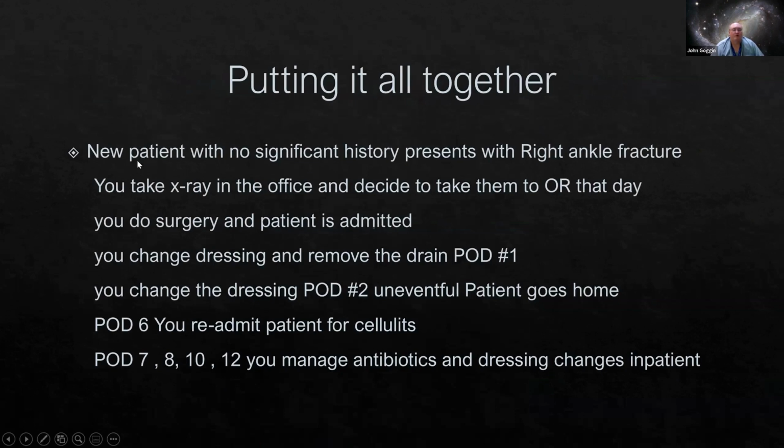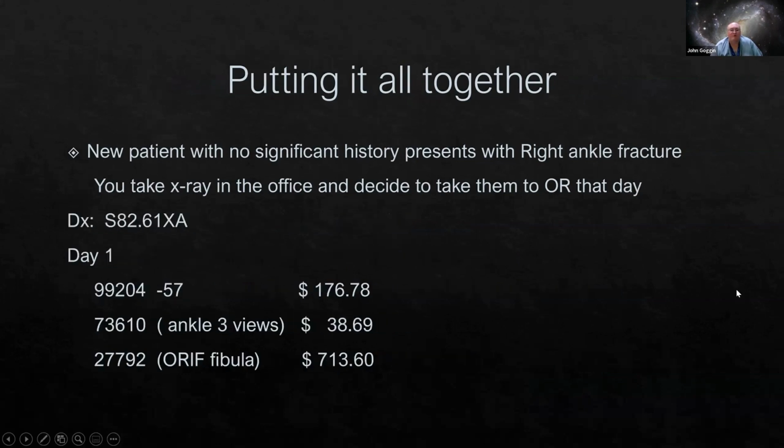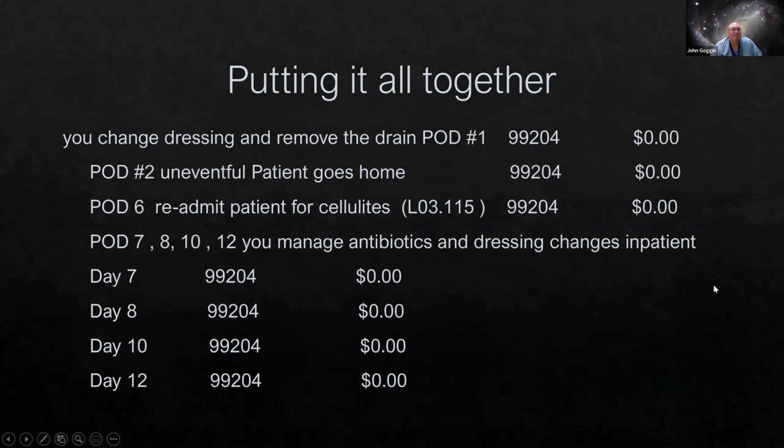So really quickly putting this all together, if you have a patient who presents with an ankle fracture, you do an x-ray in the office, decide to take them to the operating room that same day, patient's admitted, you change the dressing on the 1st and 2nd days. Day 6, you end up having to readmit the patient for cellulitis, and then you manage them for a couple of days in the hospital. This is kind of how it would look.